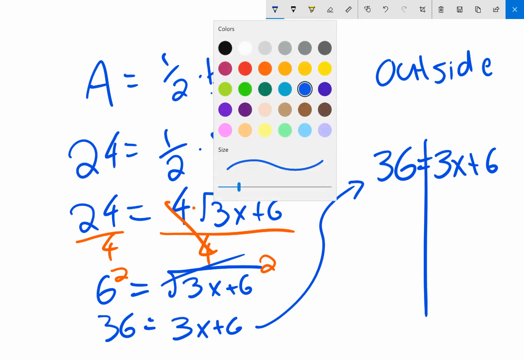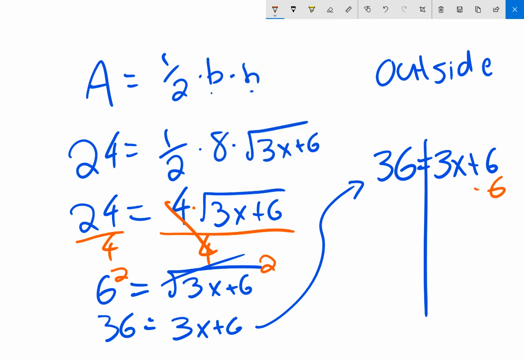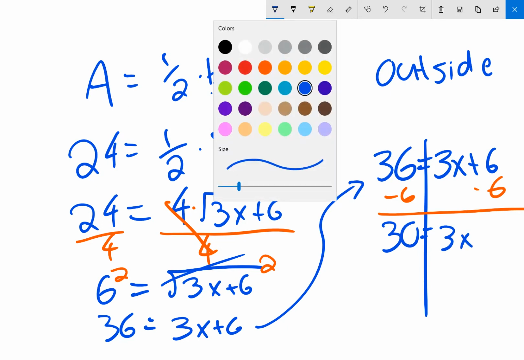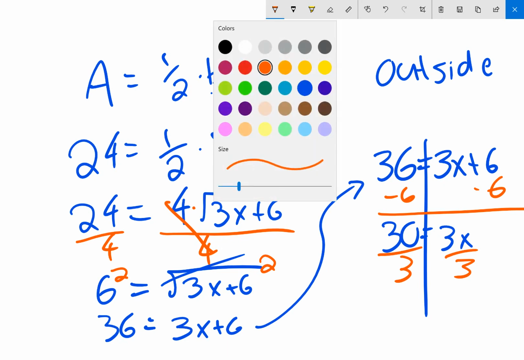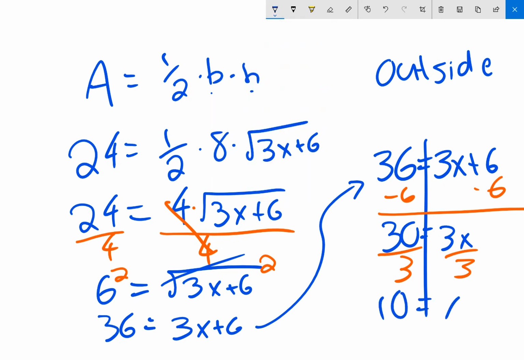So solving this equation, it's standard equation. Subtract 6 on both sides. That makes the equation 30 equal to 3x. And then you divide by 3 on both sides. And we'll have 10 equal to x.